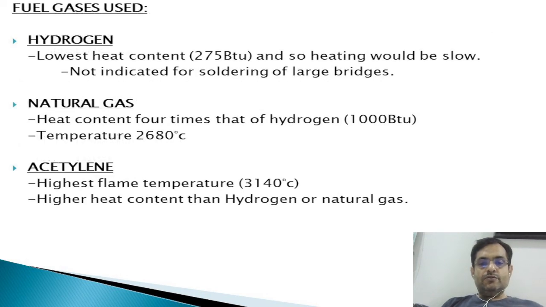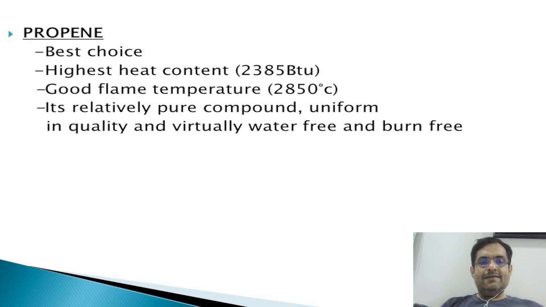The fuel gas used can be hydrogen, natural gas, acetylene, and propane. Propane is the best choice because it has the highest heat content, which is 2385 BTU. It has a good flame temperature of 2850 degrees Celsius. It is a relatively pure compound, uniform in quality, virtually water free, and it burns clean also.